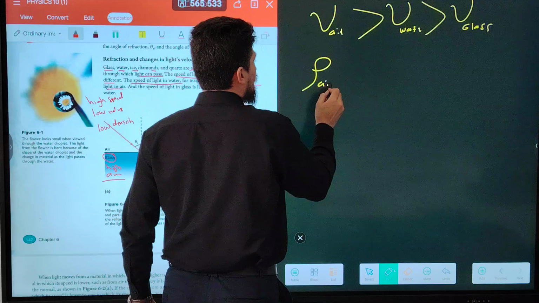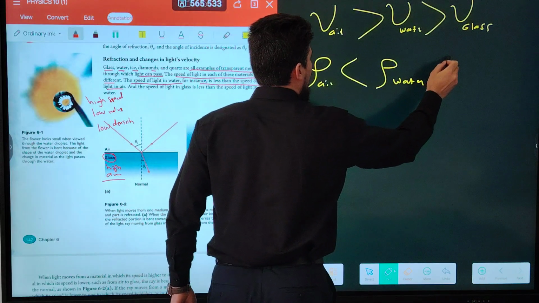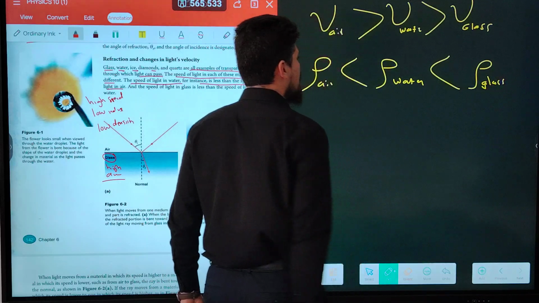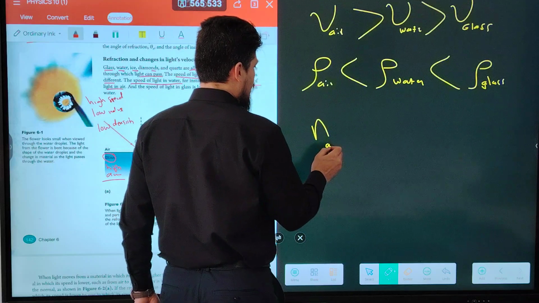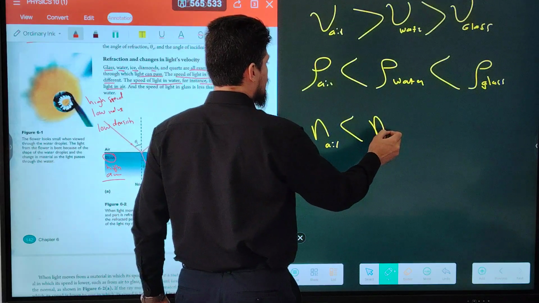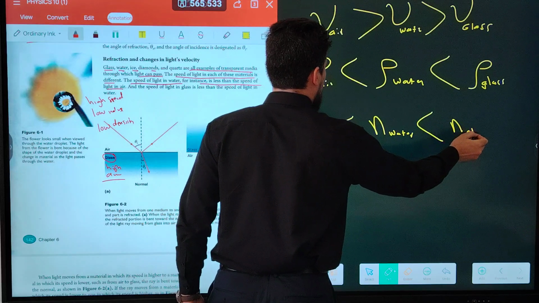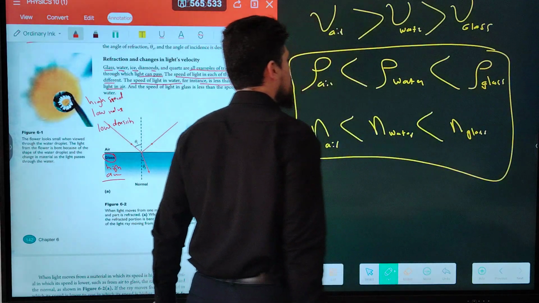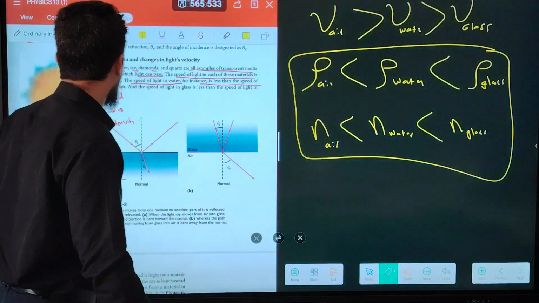But the density of air is less than the density of water and less than the density of glass. Which medium is denser? Glass. Okay? And the index of refraction of air is less than that of water, which is less than that of glass. Density and index of refraction go together, okay? But speed of light is different.